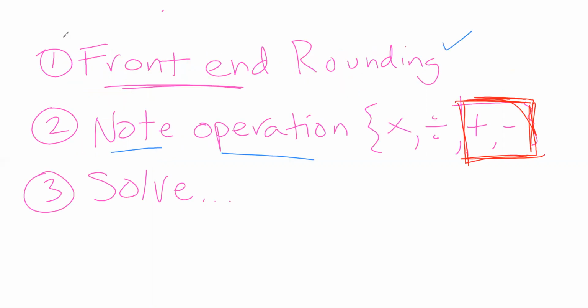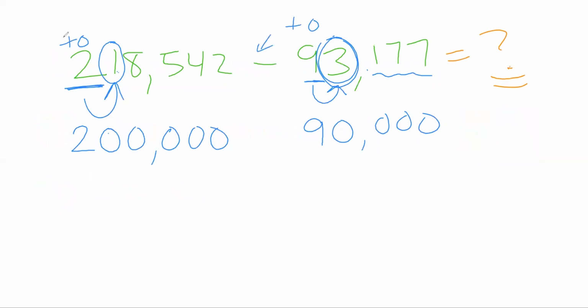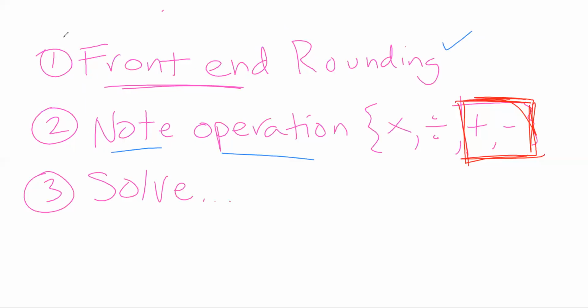Now we're going to note the operation. We're going to pay attention to what it's asking me to do. Am I adding these numbers or am I subtracting? Well, let's go look. I see a subtraction symbol. Okay, all right, and then solve. Okay, let's go do that.